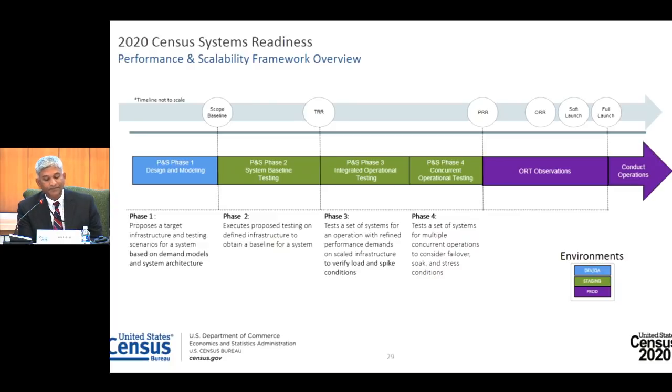Shown on this slide is the timeline in relation to the performance and scalability framework. As you may recall, there are 4 phases of performance and scalability testing, and the diagram gives you the high-level information on each phase. All systems go through phase 1, and determination is then made as to which of the systems need to continue with the remaining phases. We have shown the environments where the testing will happen, either it be the dev, staging, or production environments. Also shown are the key milestone dates.